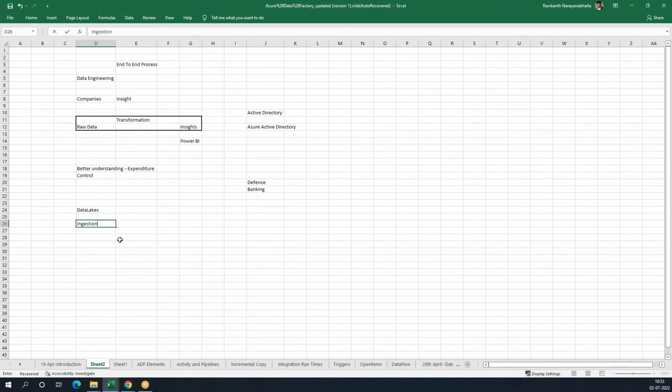Okay, and this ingestion process is coordinated using something called Azure Data Factory. This is one important tool that a data engineer should have, or I should say, should understand the entire process.